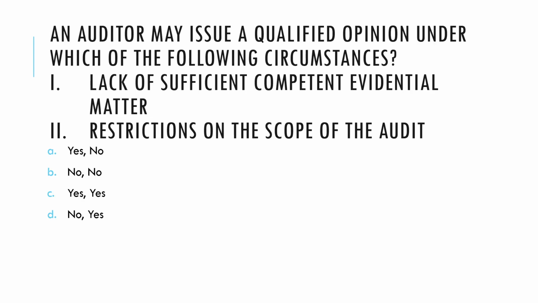Next, an auditor may issue a qualified opinion under which of the following circumstances. To this, we recall that in the case of modifying the auditor's opinion, the auditor invokes a modification under two scenarios. Number one, if there is a misstatement or a violation or departure from the accounting standards. And number two, in the case of a scope limitation. Now, the modification that we call a qualified opinion may be used for both the misstatement or departure and the scope limitation. This will be true if the effects are material but not pervasive.